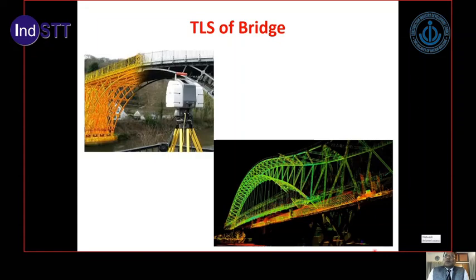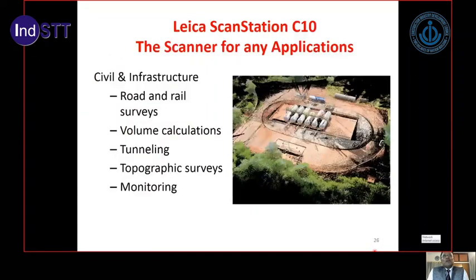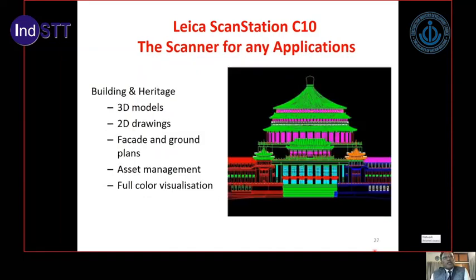So whether the deflection is within the permissible limit, or whether the bridge is old and needs replacement, and so on. In civil and infrastructure, road and rail survey, for volume calculations of the material, for tunneling, for topographical survey, monitoring of the performance of the structure, for all those purposes we can use different kinds of laser scanners. So this is the example with the Leica scan station.